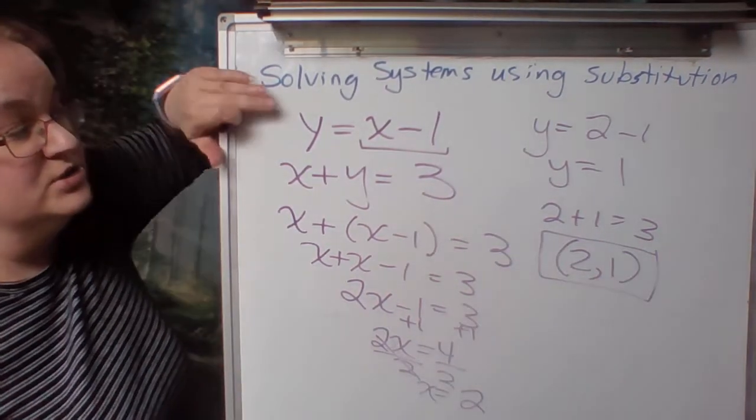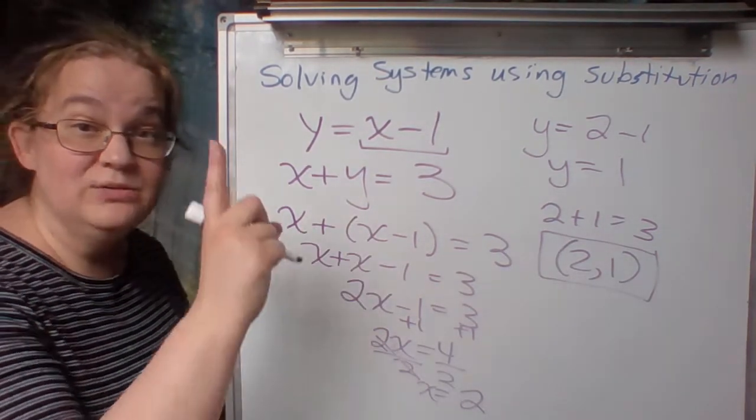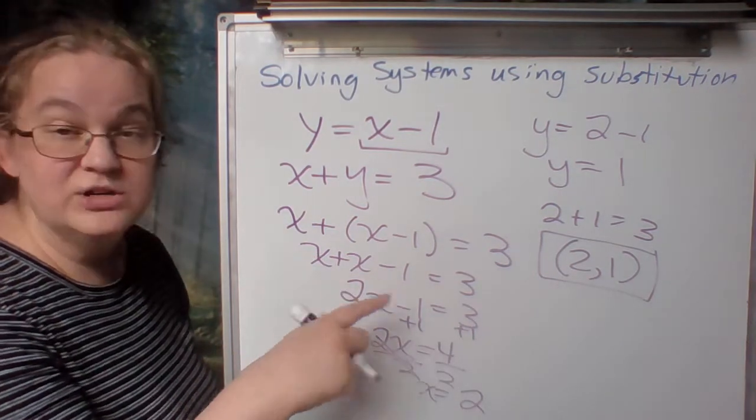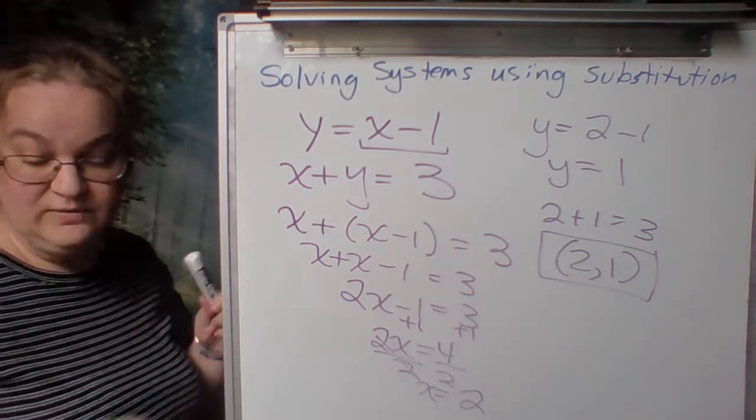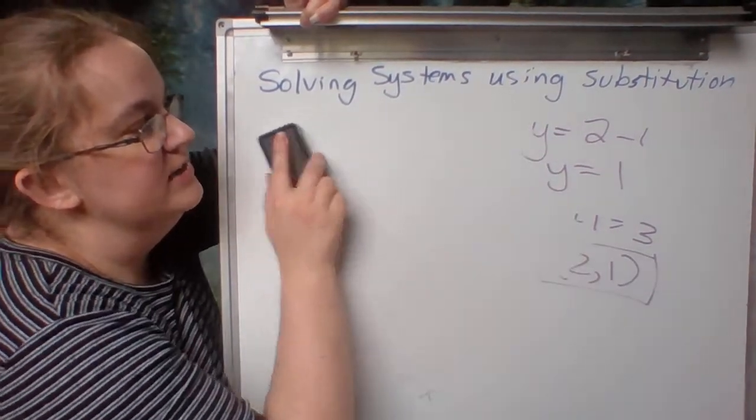Again, substituting in what it tells you to from one equation into the other, so we get down to one variable. That's really important. And once we have one variable, we can combine like terms and solve the equation and find the missing value. Okay, so let's look at another example.